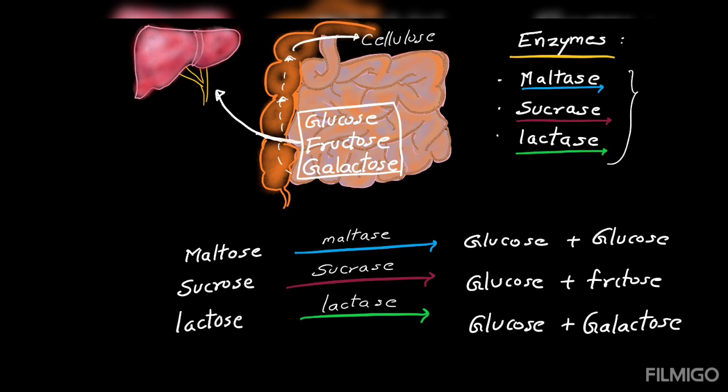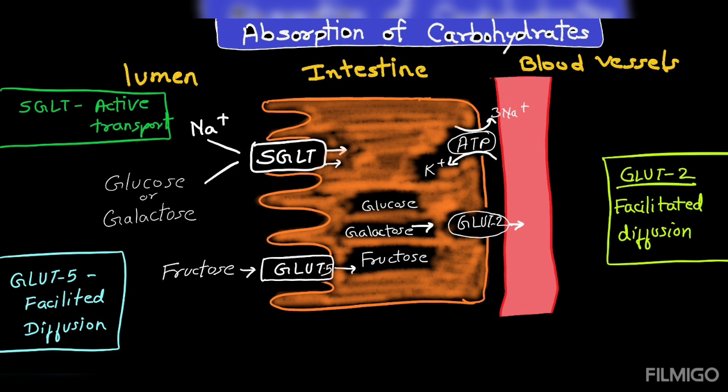In the small intestine, these disaccharides are hydrolyzed with the help of different enzymes in the intestinal mucosal cell membrane. Maltose hydrolyzes into 2 glucose molecules with the help of the enzyme maltase. Sucrose hydrolyzes into glucose and fructose with the help of the enzyme sucrase. And lactose hydrolyzes into glucose and galactose by the enzyme lactase. Once all these carbs are converted into monosaccharides, they are transported from the lumen of the intestine into the villi of the epithelial cells of the intestine.